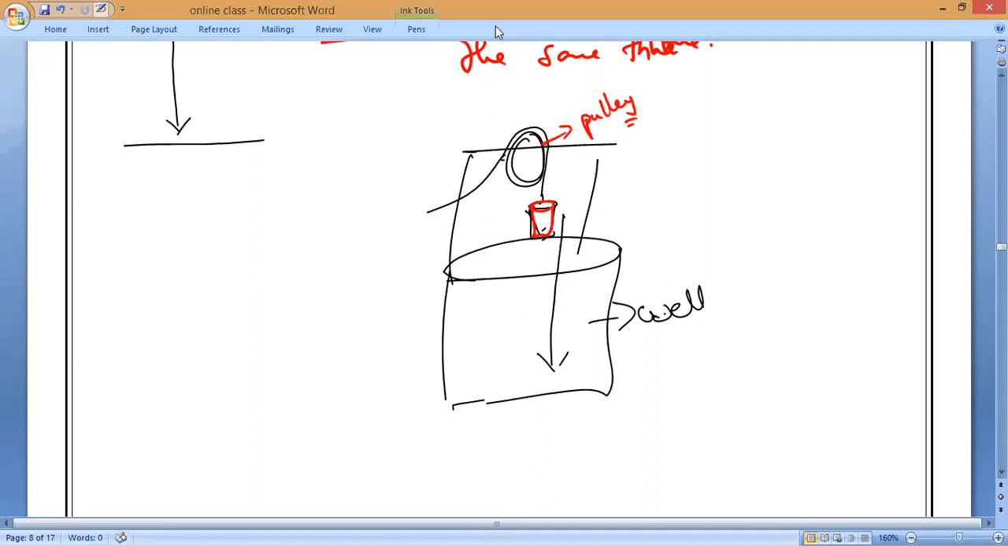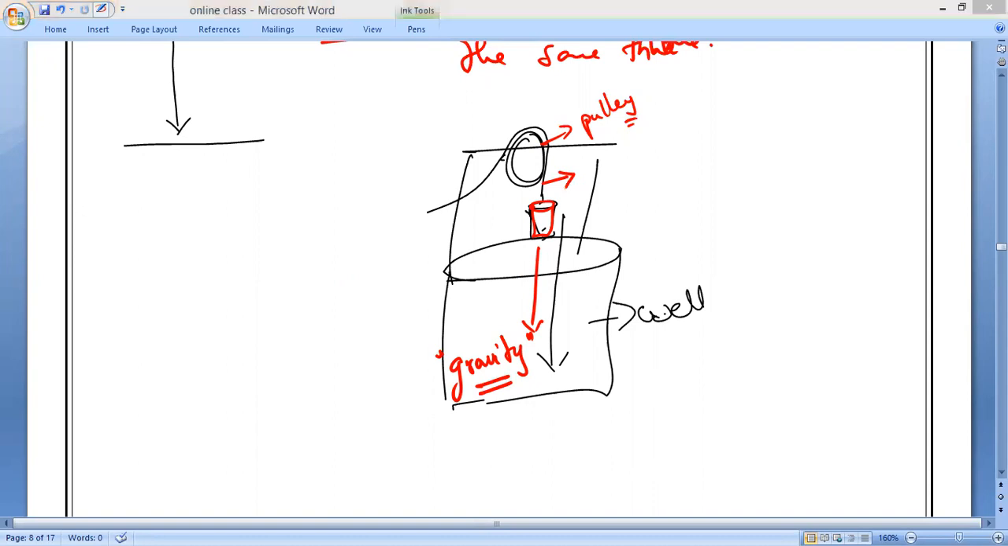Sir, gravitational force. What is the force acting? Gravity is acting. Very good. Next, some other force is acting. It is attached to the rope, so rope friction is also acting or not? Friction between the rope and pulley, which opposes the fall of the bucket.